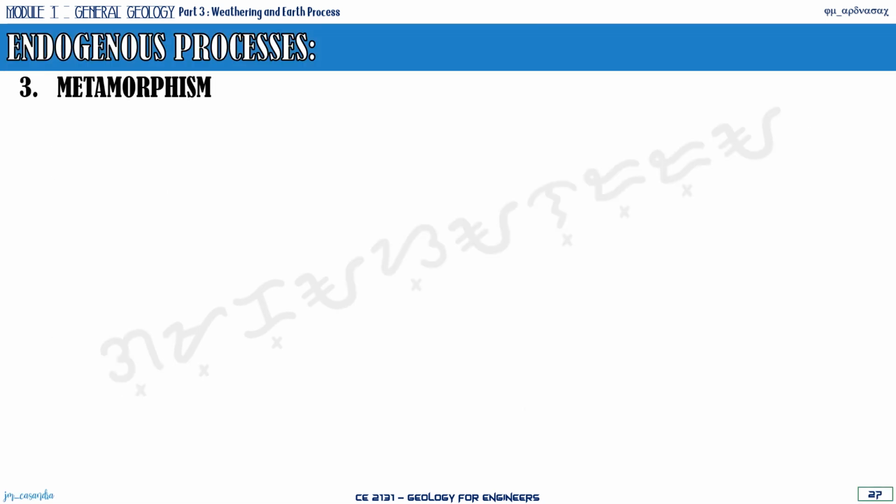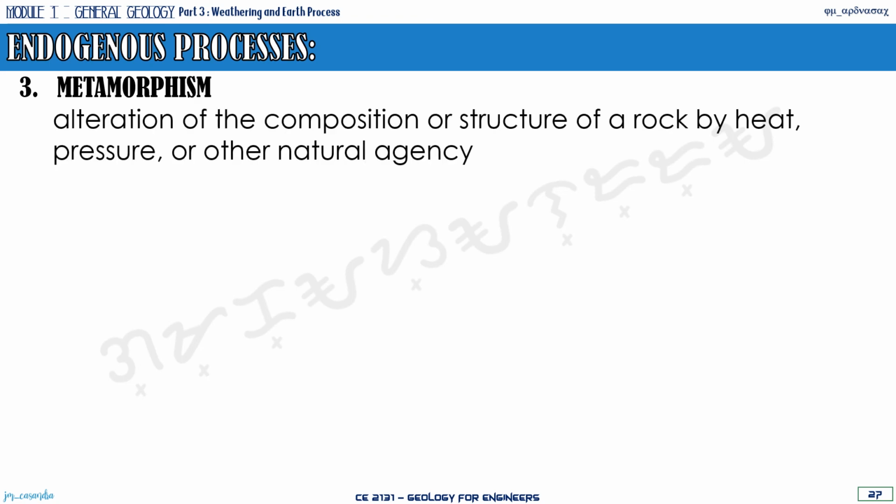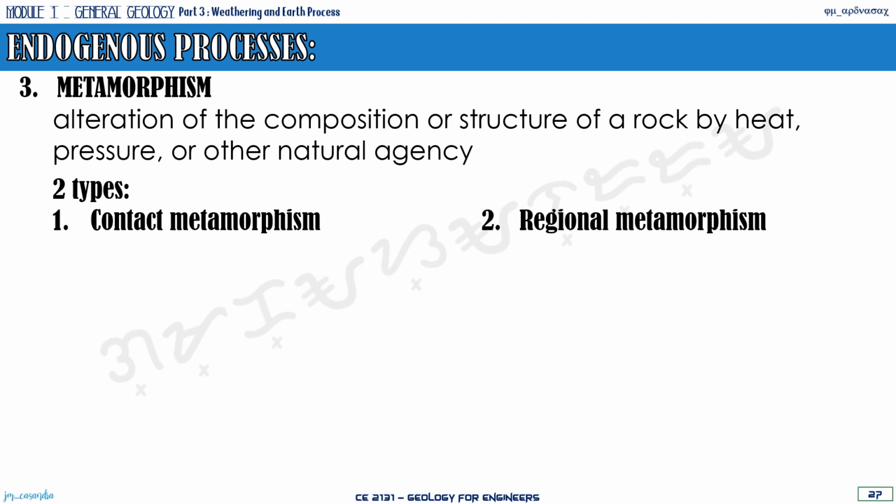And the last process under endogenous is what we call metamorphism. Okay? So, this is simply the alteration, metamorphosis. Magmomorph siya. So, it changes into different composition or structure by heat, pressure, or other natural agents. There are two types of metamorphism. We have contact metamorphism and regional metamorphism.